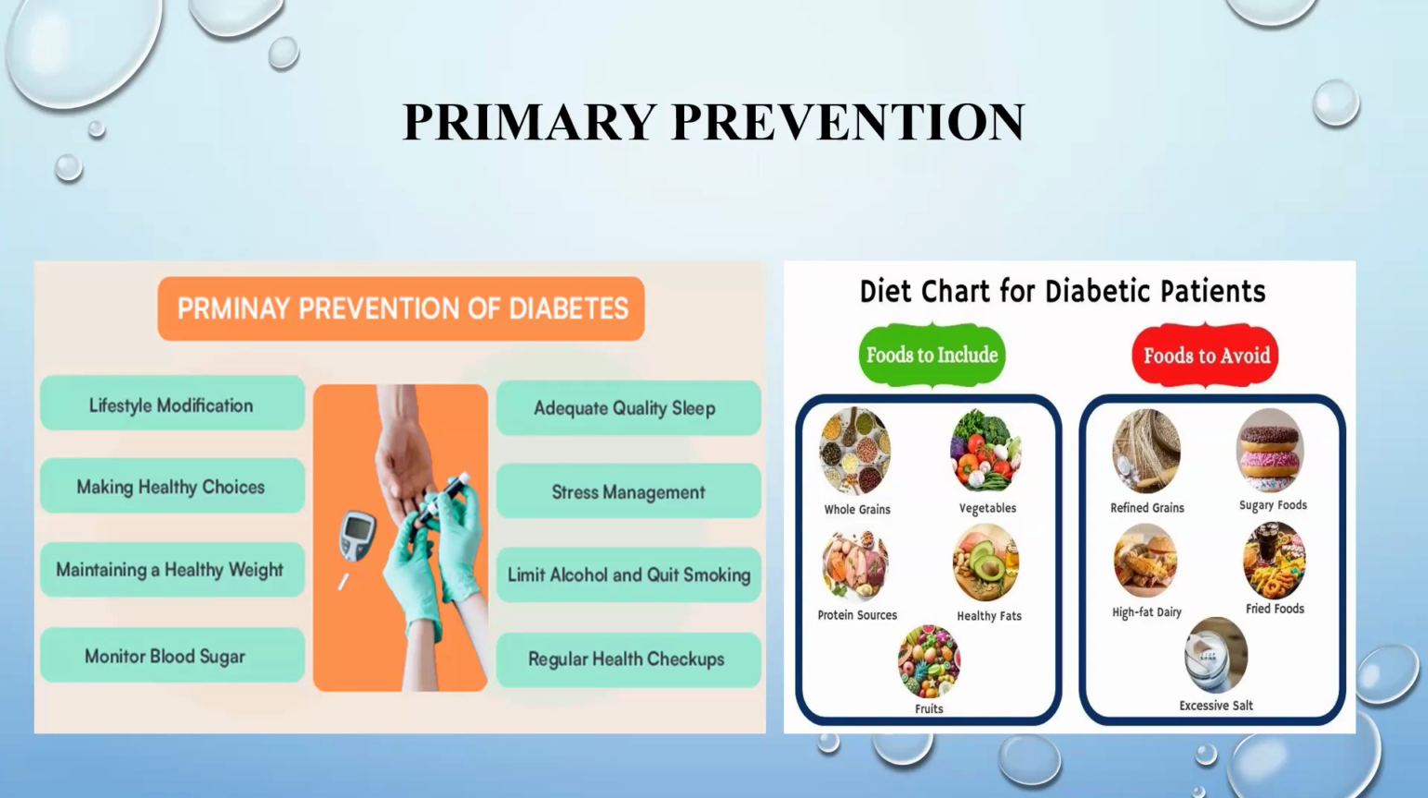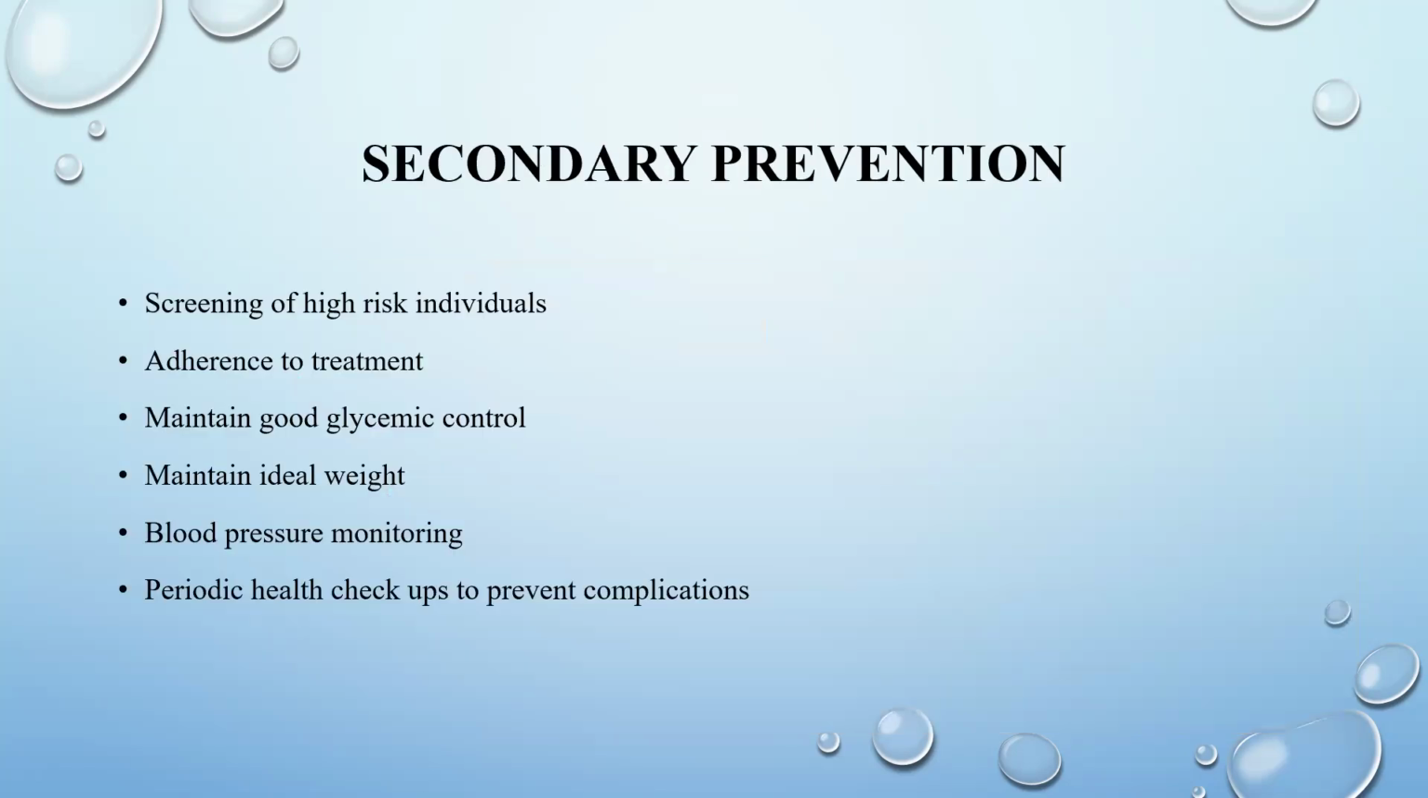And as we have already talked about the diet of a diabetic patient, they must include whole grains, vegetables, protein sources, and healthy fats in their diet, and they should avoid ultra-processed foods and sugary foods, bakery products, and excessive salt. The secondary prevention includes the screening of high-risk individuals, as we have talked about in the guidelines, regarding who should be screened for diabetes. Adherence to the treatment is very important. Maintain good glycemic control, maintain ideal weight, and blood pressure monitoring is important, along with periodic health checkups to prevent complications.